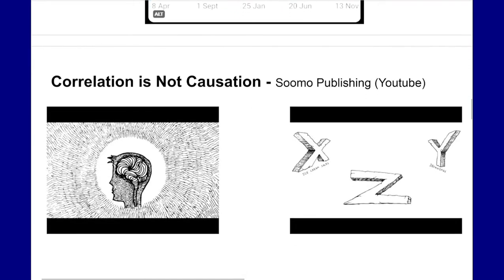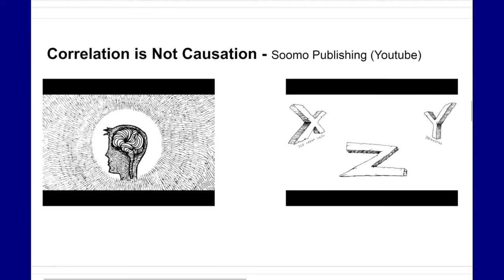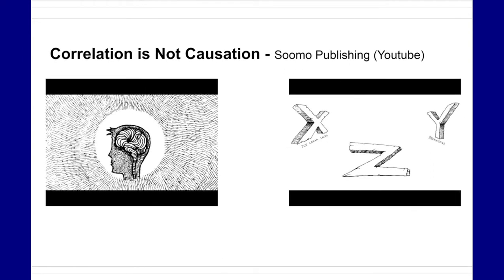So there are two YouTube videos that we'll watch in class. You can look them up on YouTube. "Correlation is not causation," by Sumu or Somo Publishing. They're interesting videos, just again going over this idea that just because variables are correlated does not necessarily mean that one causes the other.